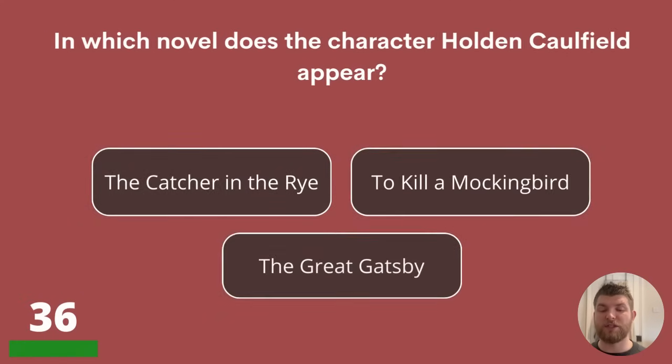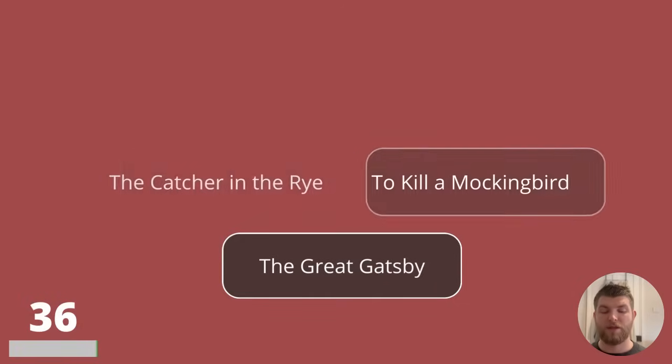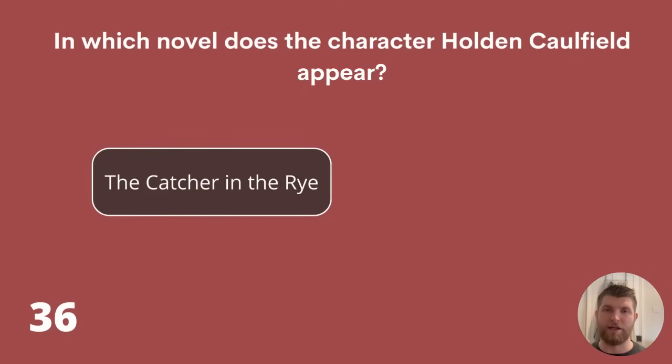36. In which novel does the character Holden Caulfield appear? The Catcher in the Rye, To Kill a Mockingbird, or The Great Gatsby? The answer is The Catcher in the Rye.